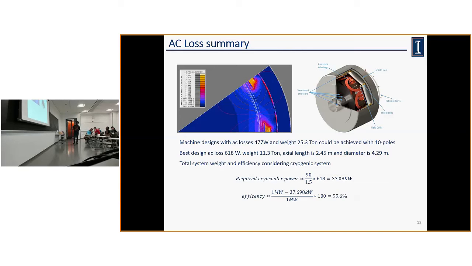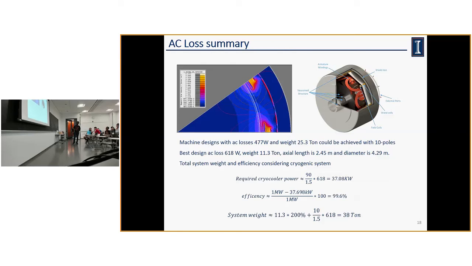If I put all these numbers in, the efficiency we were talking about is around 99.6%, which includes all the power we are putting into the cryogenic system. Even if I overestimate this, we can see that we have a lot of margin to go to a 99% efficiency machine design. Then I'm trying to estimate the weight.